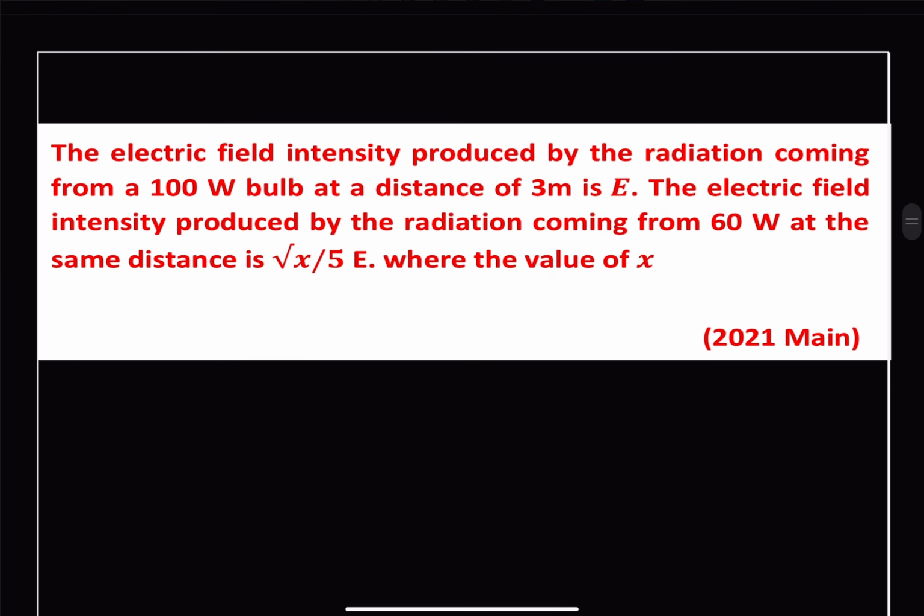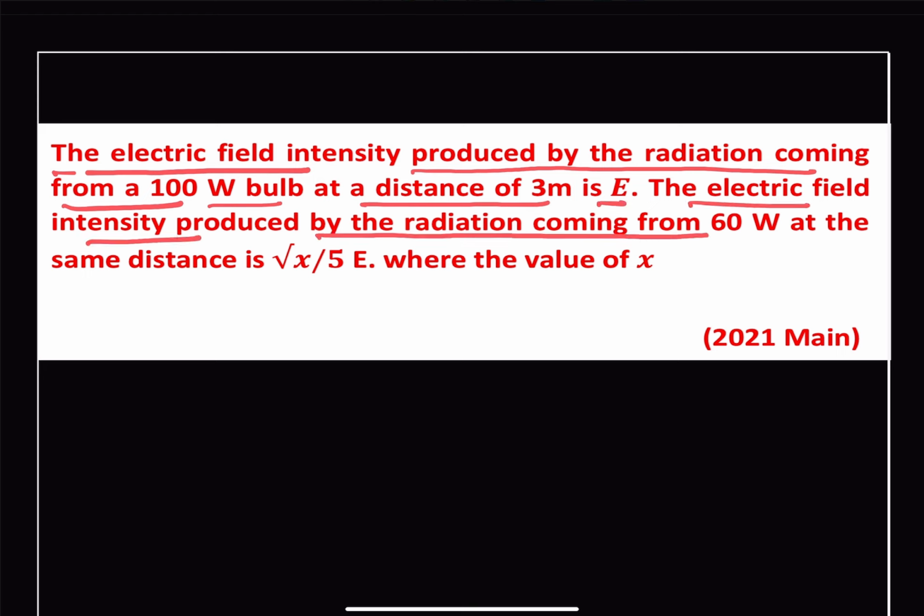It says that the electric field intensity produced by radiation coming from a 100-watt bulb at a distance of 3 meter is E. The electric field intensity produced by the radiation coming from a 60 watt bulb at the same distance is square root of x upon 5 times E, where the value of x is. So we have to find out the value of x. So we start with the relation between the power and electric field amplitude, or in terms of intensity we can say.